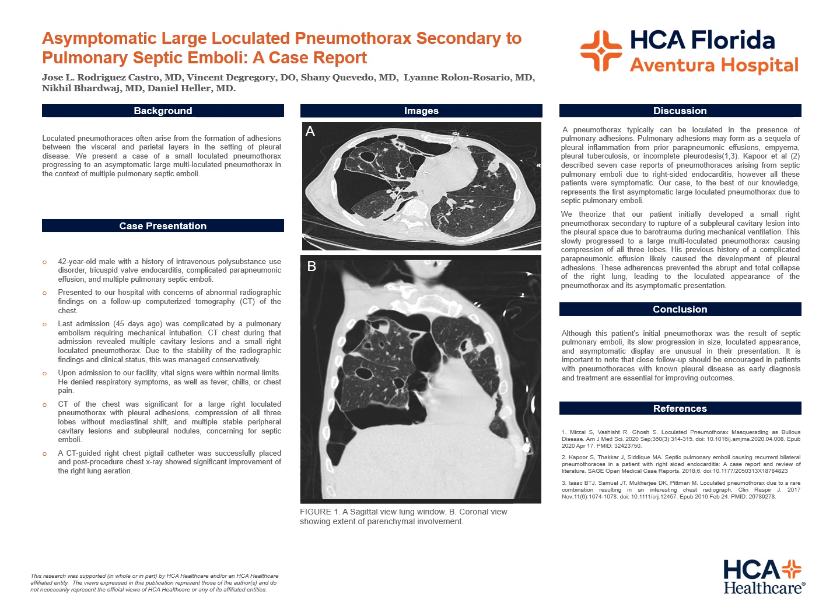A CT-guided right chest pigtail catheter was successfully placed, and post-procedure chest X-ray showed significant improvement of the right lung aeration. A pneumothorax typically can be loculated in the presence of pulmonary adhesions. These pulmonary adhesions may form as a sequela of pleural inflammation from prior pneumonic effusions, empyema, pleural tuberculosis, or incomplete pleurodesis. Multiple authors have described pneumothoraces arising from septic and pulmonary emboli due to right side endocarditis.